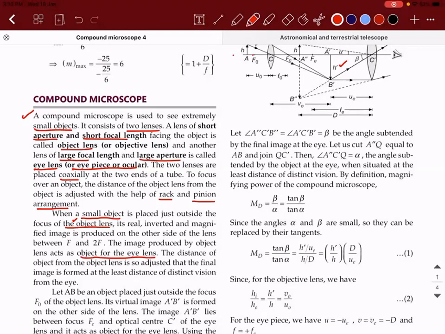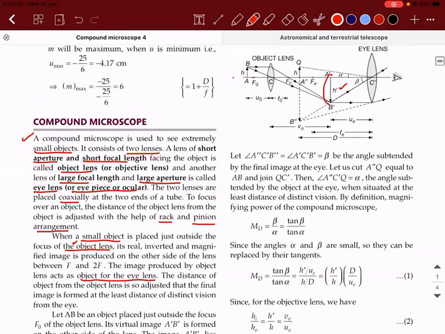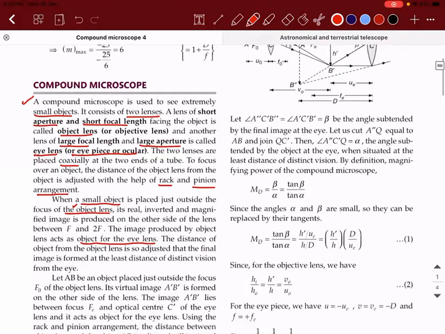eyepiece. Now, what should happen is that the image that is formed should be adjusted in such a way that this image falls between the focus of the eyepiece and the optical center of the eyepiece, so that this image can further be magnified. At the same time, you will get a virtual image. I told you yesterday itself that whenever you're using any microscope, the image produced is supposed to be virtual in nature, right? So what is going to happen?